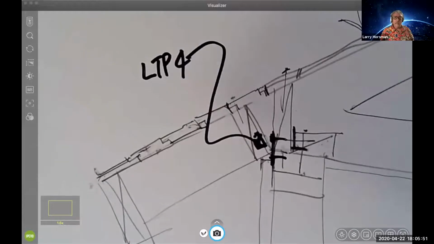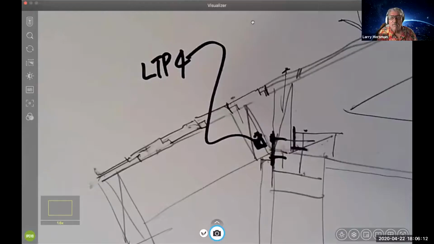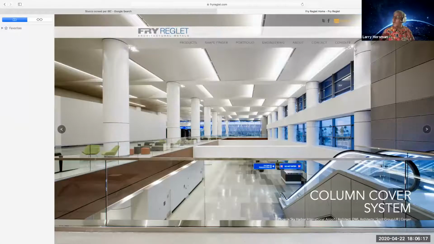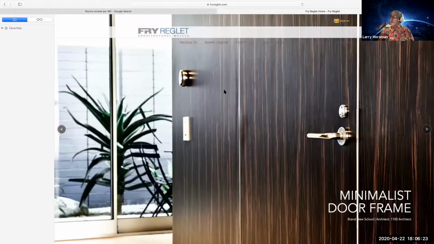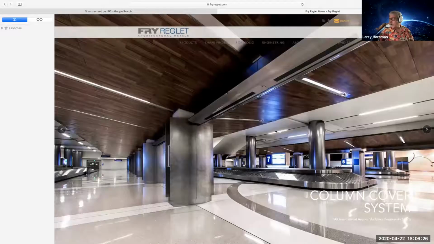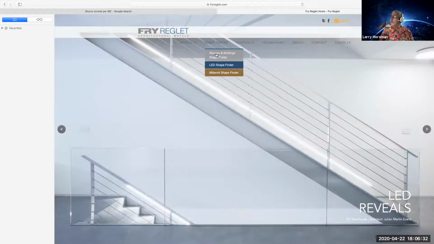So anyway, let me get out of here and show the Fry. Okay, now you should see something that says Fry reglet, correct? Yep. Okay, well, they make all kinds of little sheet metal products for stucco and drywall and ceiling systems. So we will look here.